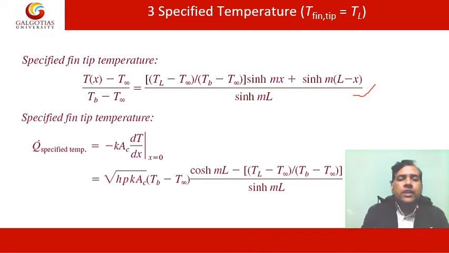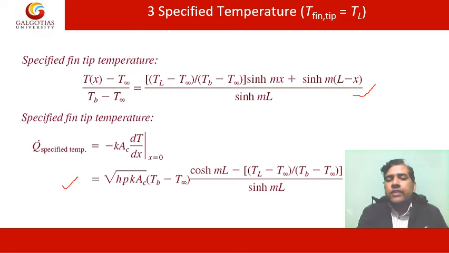Okay, so again the heat transfer in this case will be calculated using this formula: square root of h P k Ac into TB minus T infinity, times cosh ml minus (TL minus T infinity) upon (TB minus T infinity), upon sinh ml. Again, if we put TL equal to T infinity, then this part will disappear and this part of the equation will be equal to 0, and we will get cosh ml and sinh ml.